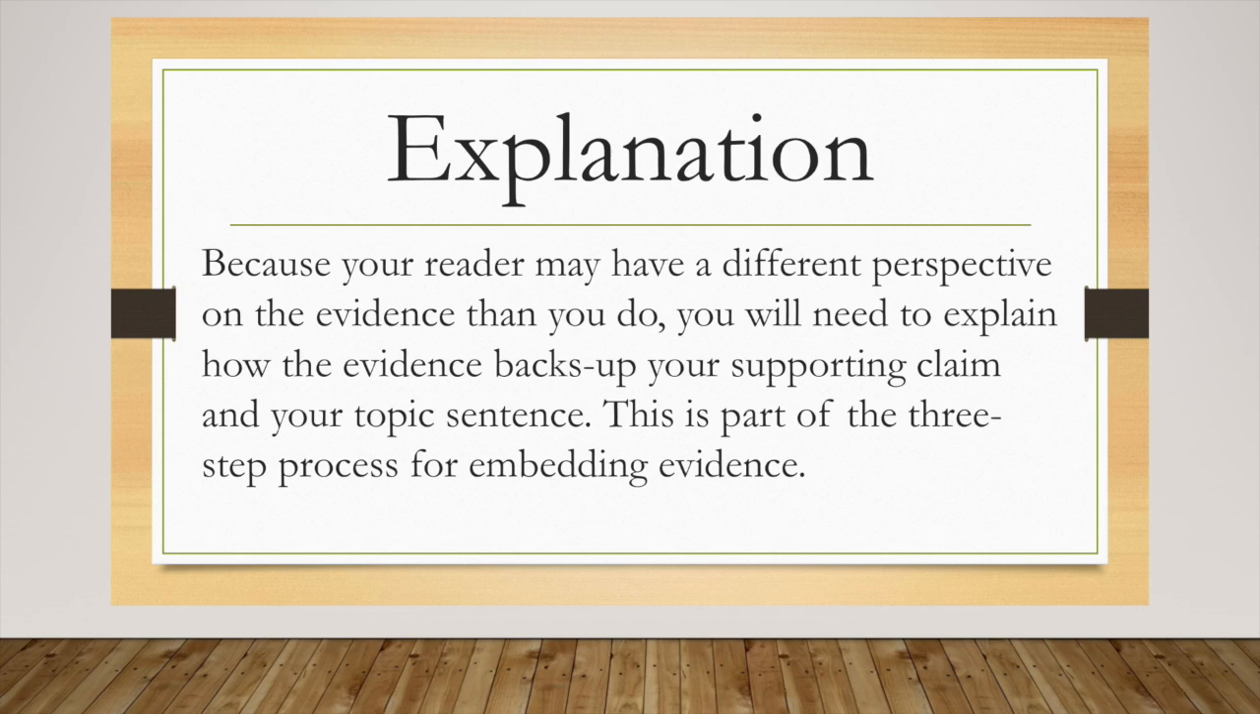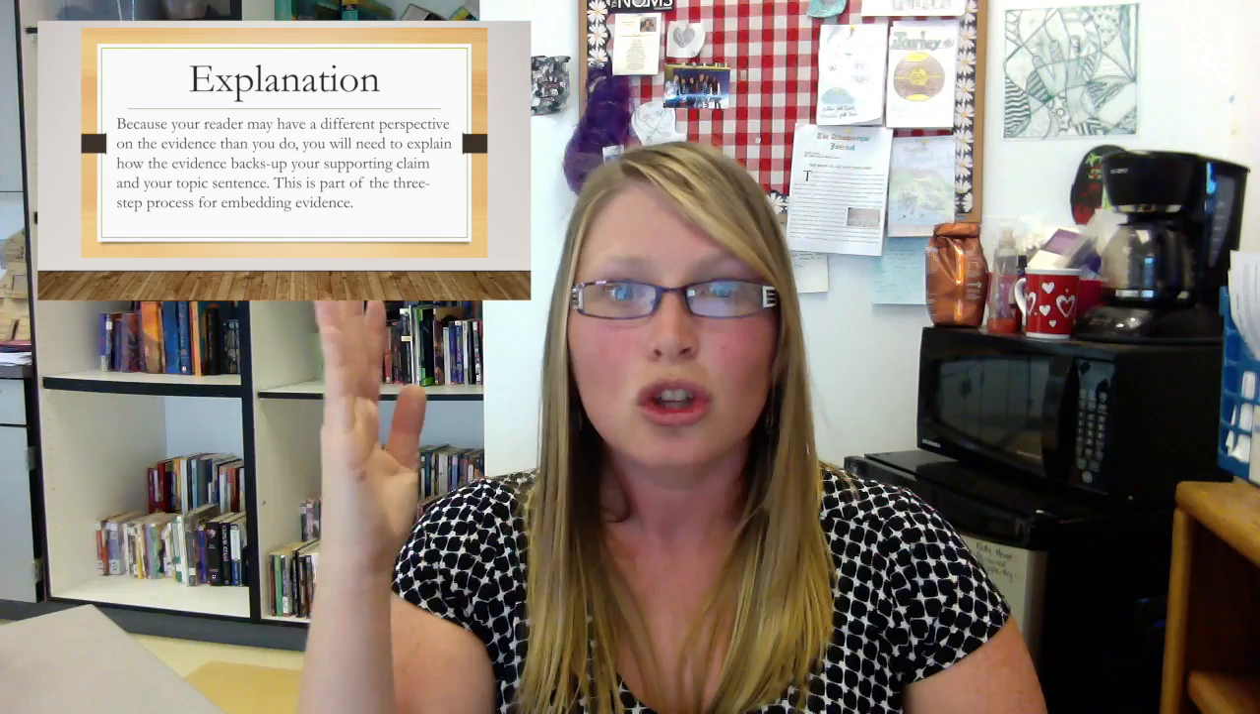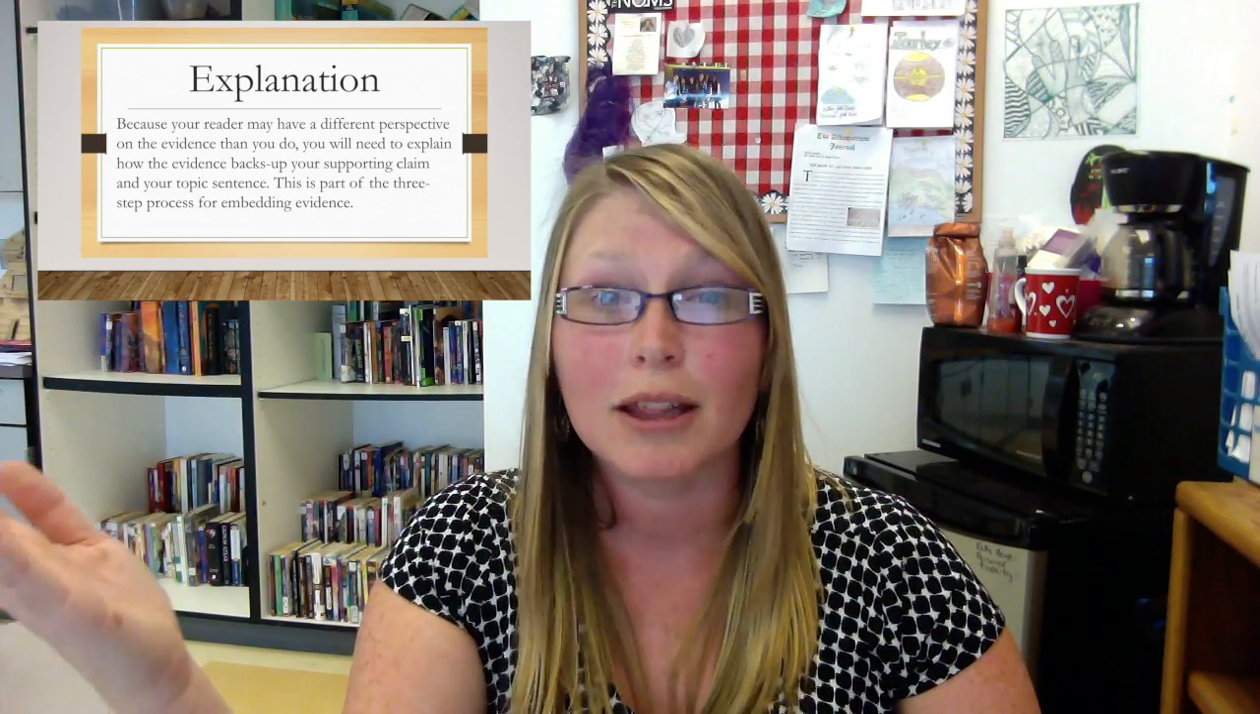And then you need your explanation sentences, and that is where you explain how the evidence backs up your supporting claim and your topic sentence. And this is part of that 3-step process for embedding evidence. It's not enough to just put a quote in there and leave it at that. You have to tell your reader what to think about that quote.